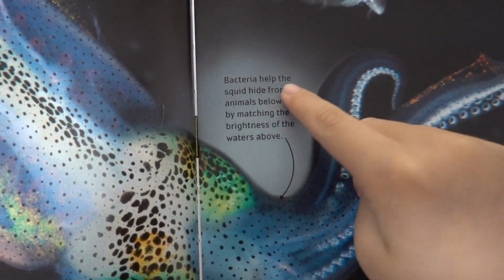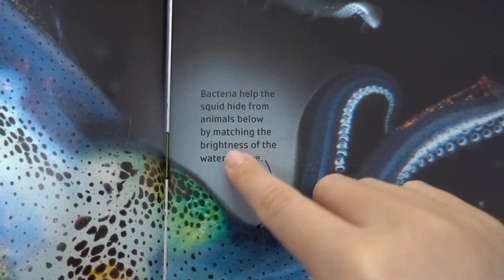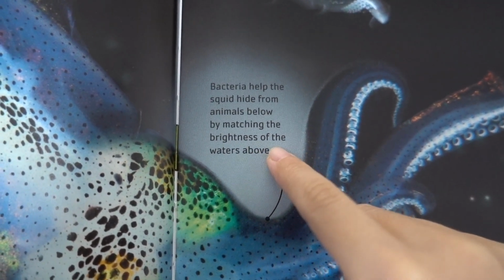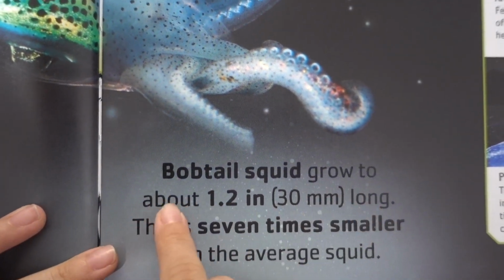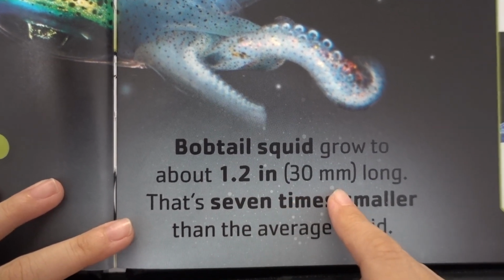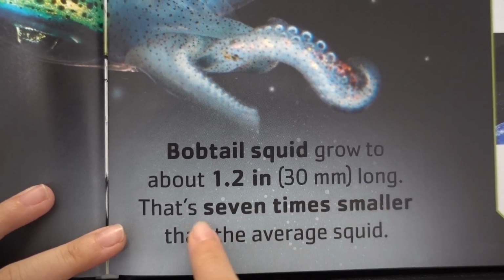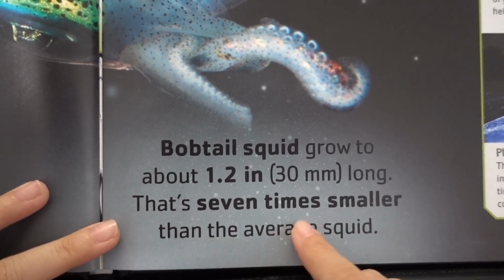Bacteria help the squid hide from animals below by matching the brightness of the waters above. Bobtail squid grow to about 1.2 inches, 30 millimeters, long. That's 7 times smaller than the average squid.